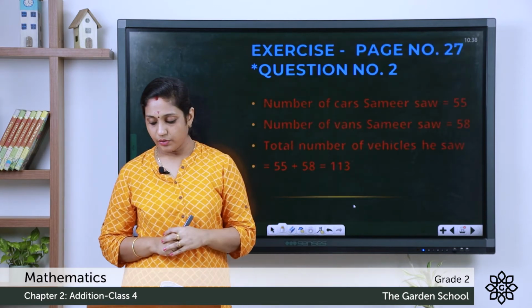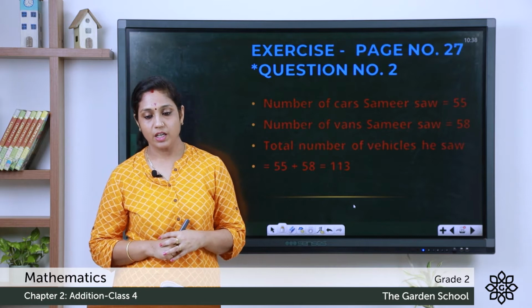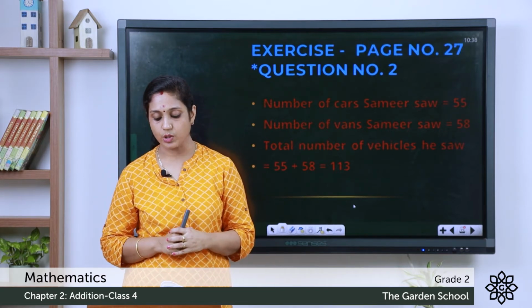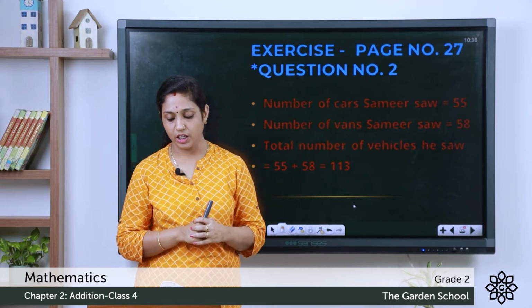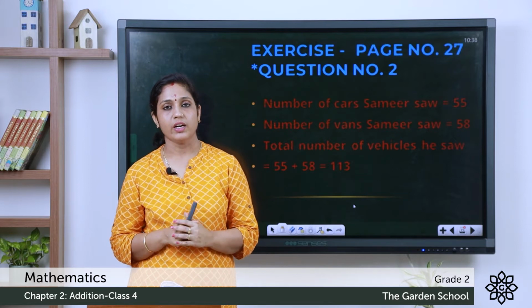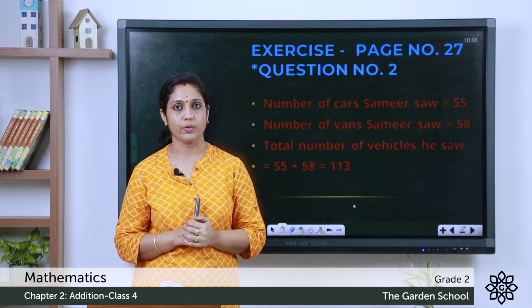In your textbook, on page number 27, there is a question. Samir saw 55 cars and 58 vans while travelling from Delhi to Jaipur. How many vehicles did he see in all? Write down the question, and in your notebook you can write the steps for this word problem.